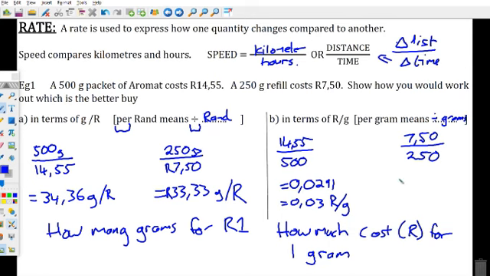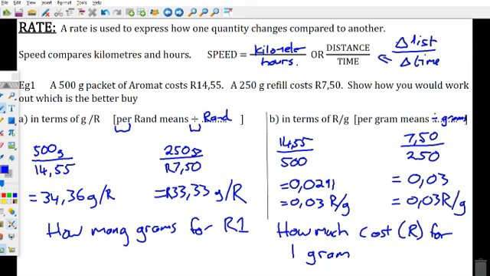We're going to have equals here of exactly 0.03. So we have exactly 0.03 rand per gram. Okay, so have a look at this. We've compared it in grams per rand, and then we turn it around and we said rands per gram.